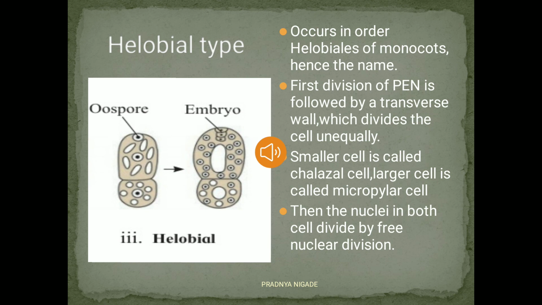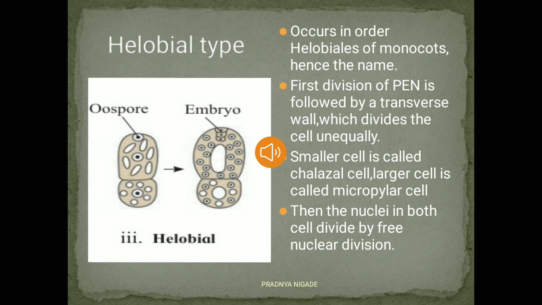Now, let's see the helobial type of development. In this, the first division of the primary endosperm nucleus is followed by a transverse wall. That is, nuclear division is followed by cytokinesis. Karyokinesis is followed by cytokinesis. Due to this, the cell is divided unequally into two cells. One small cell and one large cell are formed. The smaller cell is called the chalazal cell, the larger cell is called the micropylar cell.